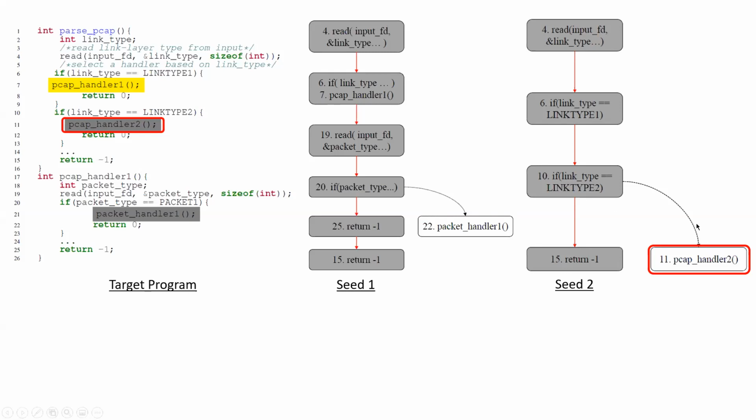This example shows why: if we don't order the seeds, we will actually visit this 22 first before this 11. But my question is, how do we know pcap handler 1 does not have a bug? Your point is that pcap handler 1 has already been visited and did not trigger any bug.